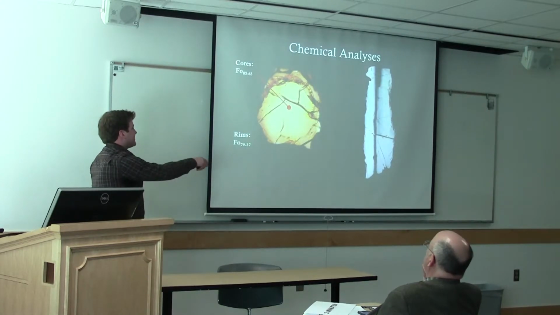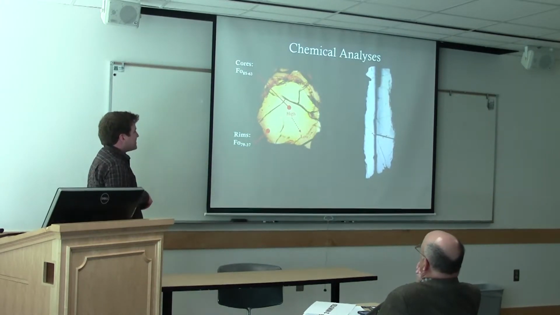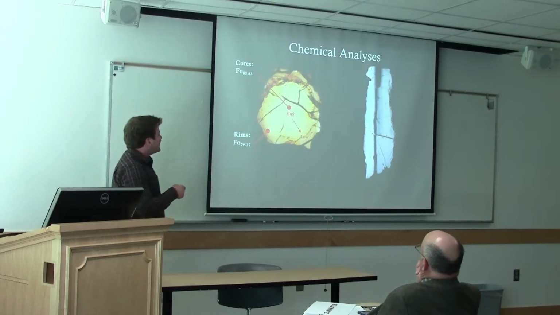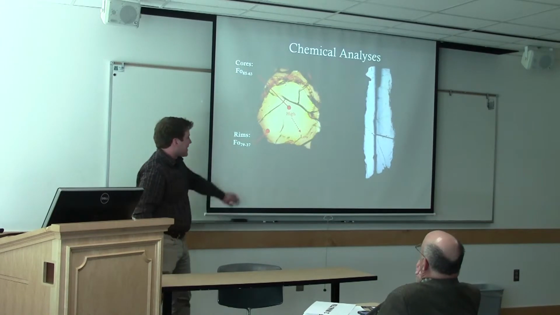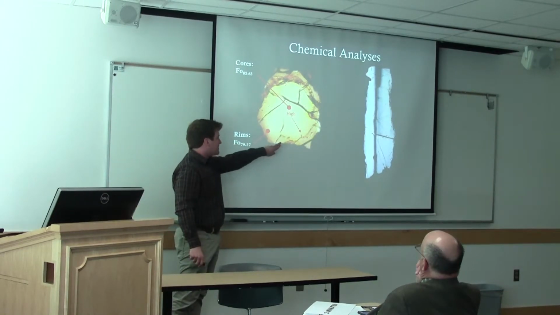So this is an olivine crystal here on the left. So we used electron microprobe analyses to determine the composition. The Fo here stands for forsterite. It's the magnesium-rich end member of olivine. What we typically see is very high cores going to the low rims.